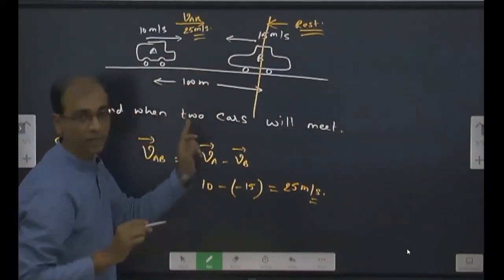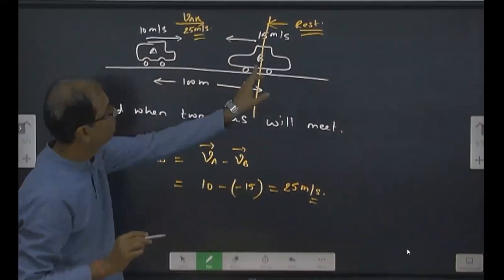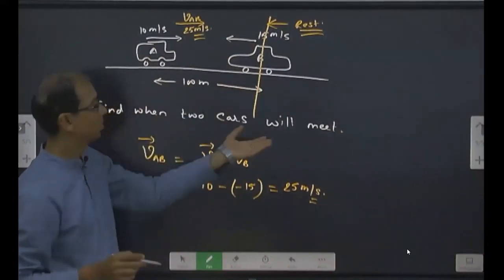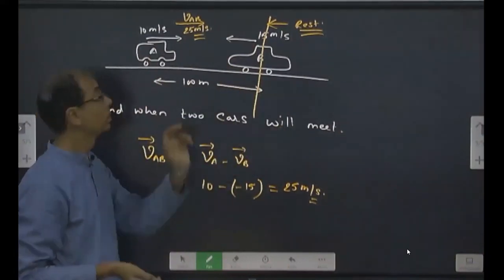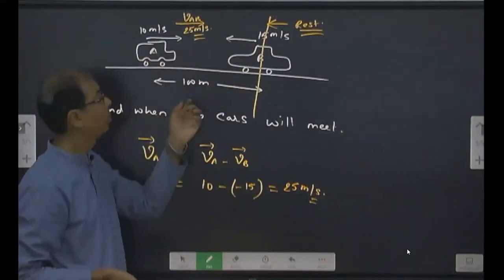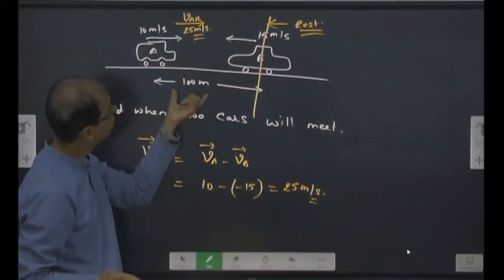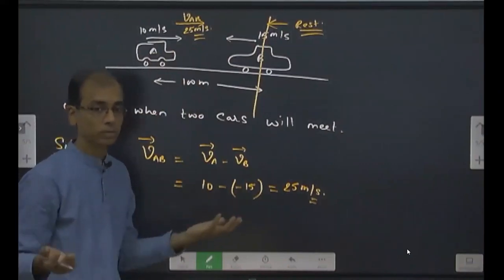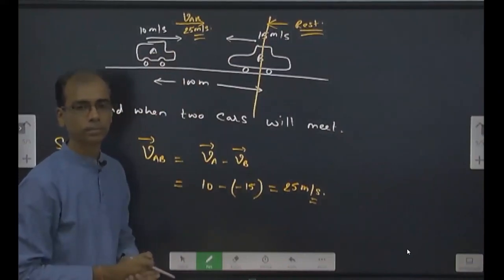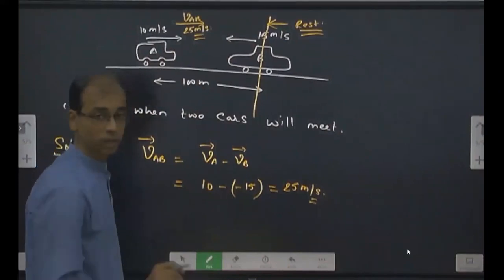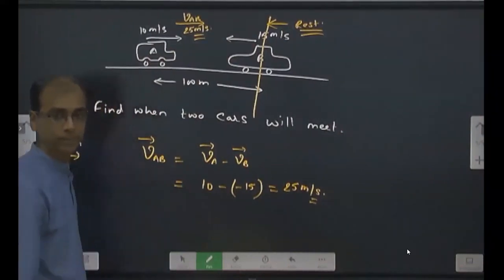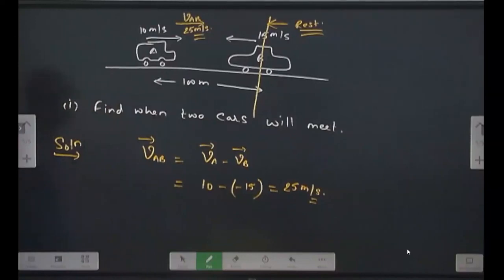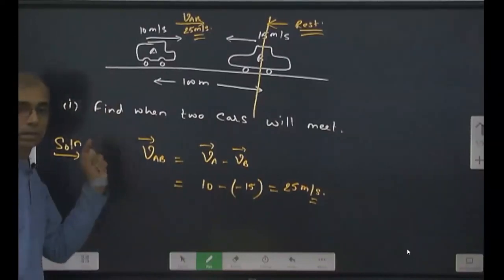So what does it have to do? This car has to go and meet this car. That's what the question is. When two cars will meet. So how much distance does it have to travel? 100 with what speed? 25. Answer is 4 seconds. Understood that? Yes, sir. This is how you need to take relative thing.